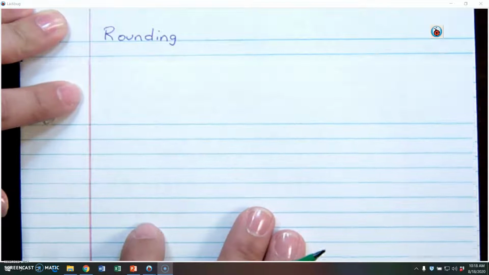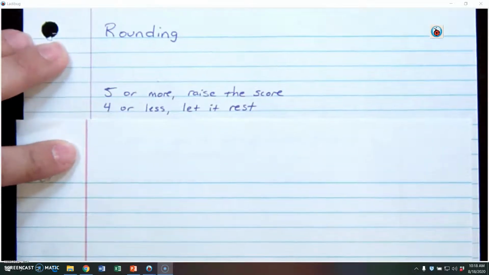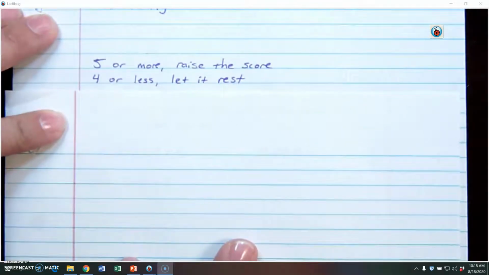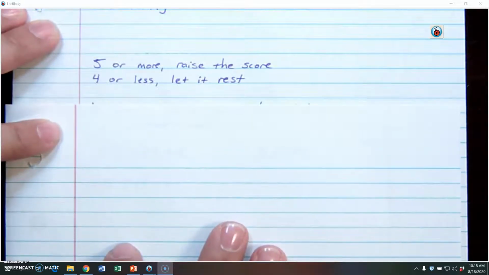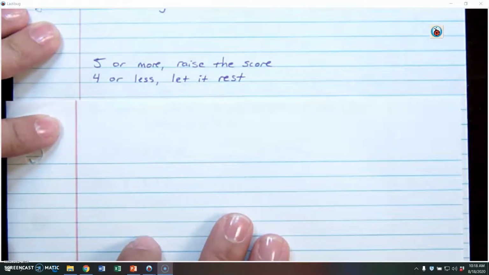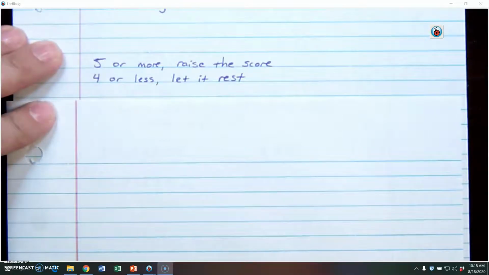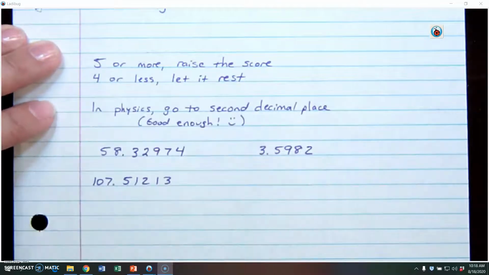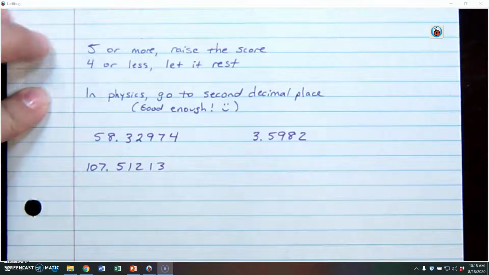Now, you're going to feel like you're back in elementary school because our big rule about rounding is if there's 5 or more, raise the score. If there's 4 or less, let it rest. Are you getting flashbacks now? So when you have the end of a number that you're wanting to round, if it has a 5 or greater, then you raise the next one to it. If it's 4 or less, let it rest. And in physics, I figure, let's just go to the second decimal place. That's good enough, okay? Second decimal place is going to be fine.